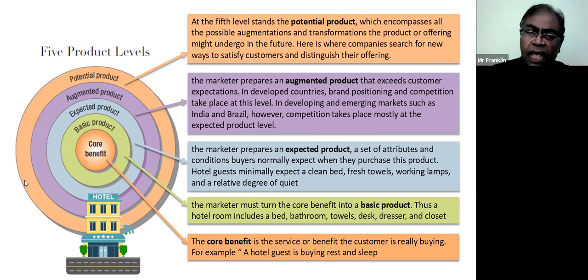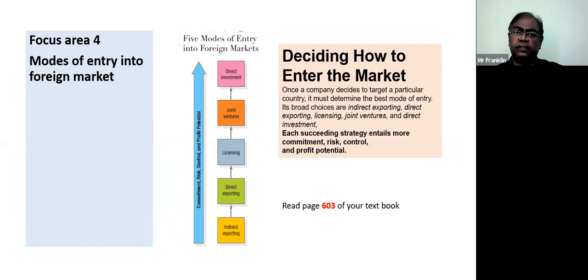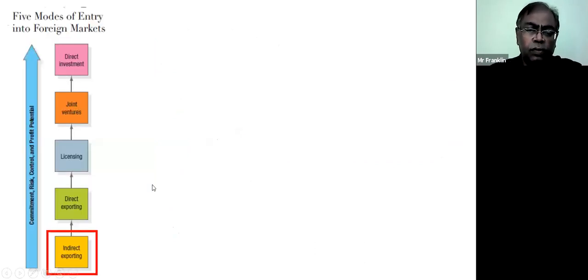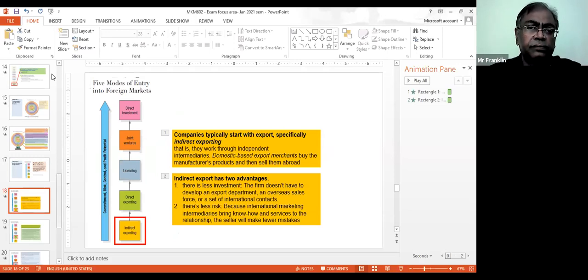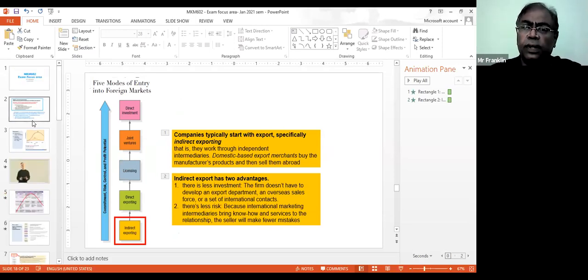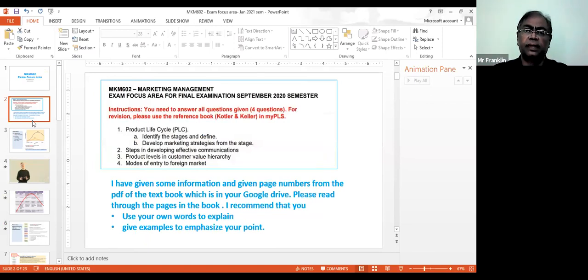All right. Now the last part is the 4th question. There are only 4 questions, for those who come late. Just to recap again, this is what they have given us as an exam focus area. First question is product life cycle. Okay, I already covered that. I'll do the recording and I'll give it to you so you can listen to it. Second is steps in developing effective communication. Third is product levels in customer value hierarchy.